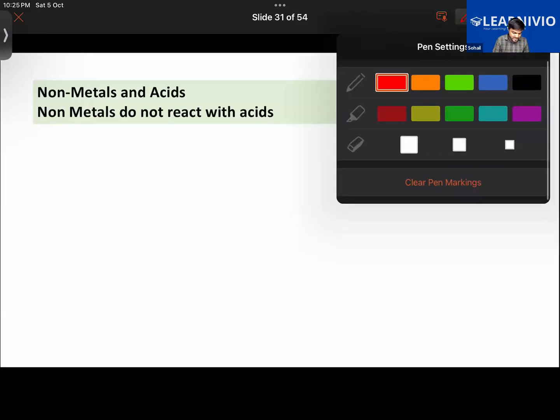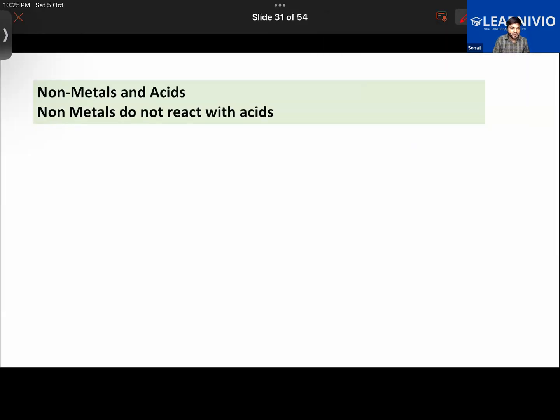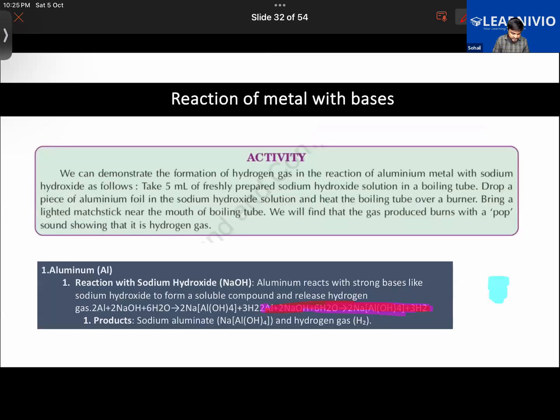So we learned about the reaction of metal with acid, where salt is given and hydrogen gas is also given. In the case of non-metals, they do not react with acids. Got this now? That is one thing.